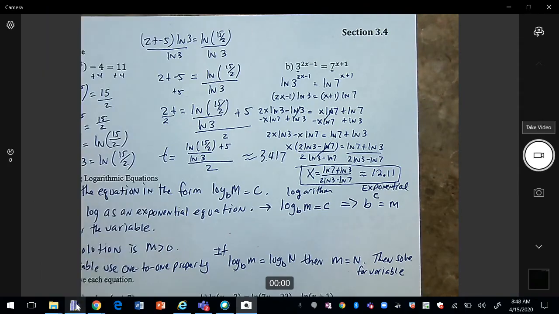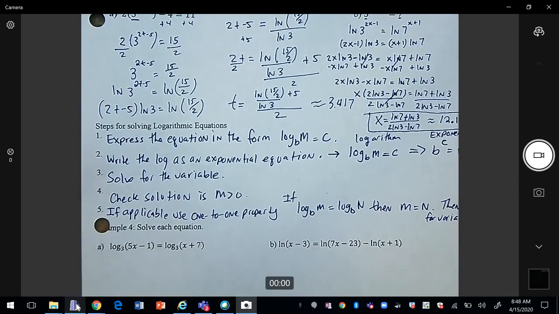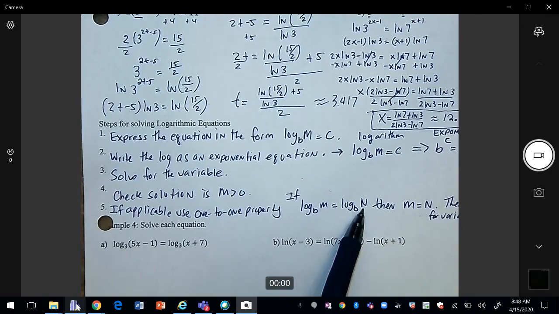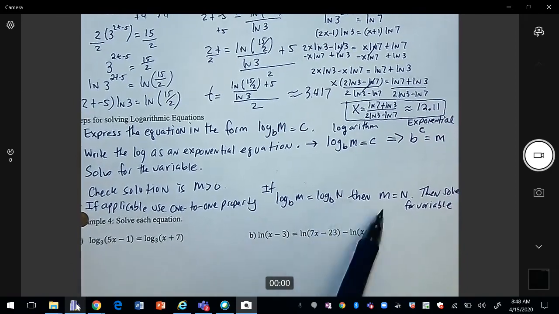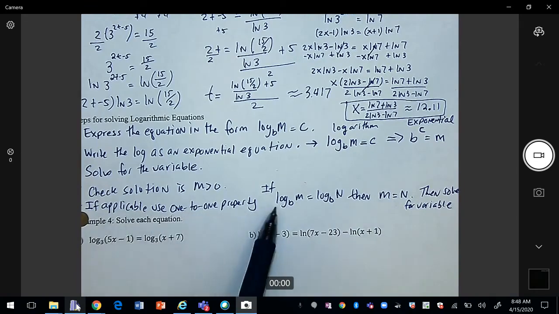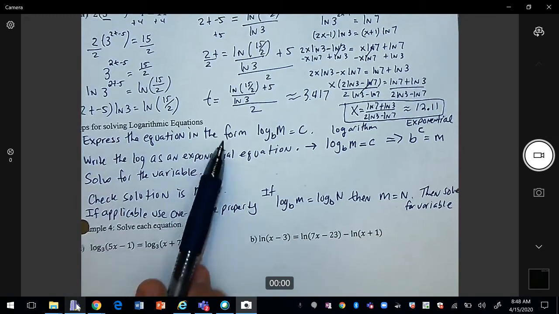Okay, so those were exponential equations. Now we're going to look at steps for solving logarithmic equations. One of the first things you want to do is check the one-to-one property. If log base b of m is equal to log base b of n, then m is equal to n, so we can solve for the variable. If you cannot use the one-to-one property, then we want to express the equation in the form as follows.